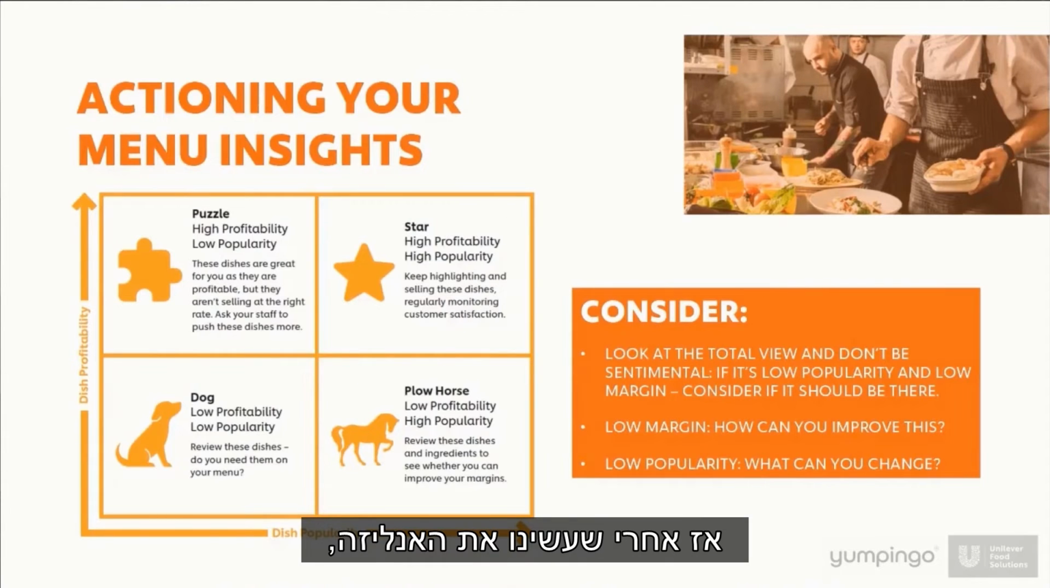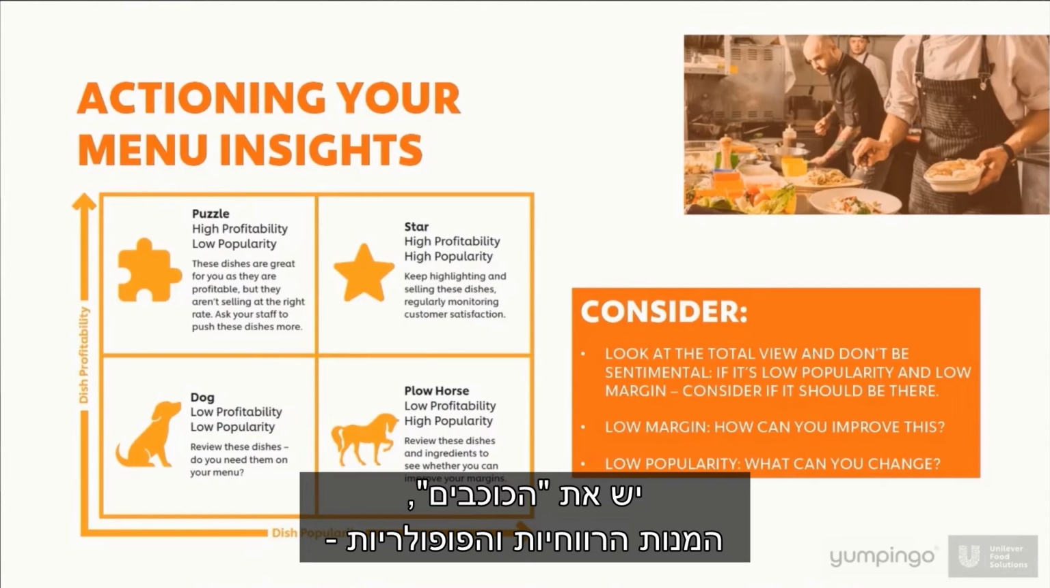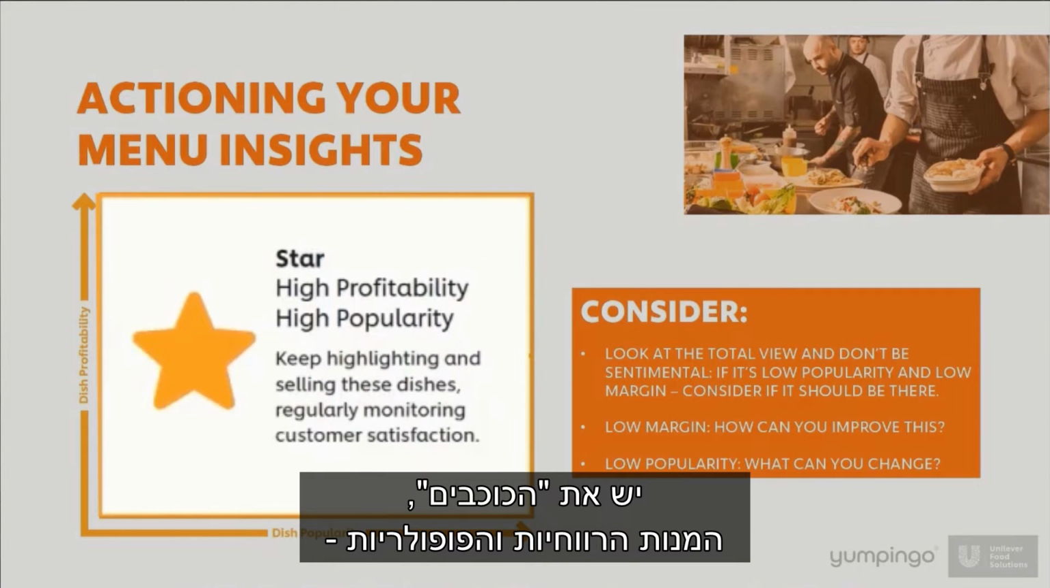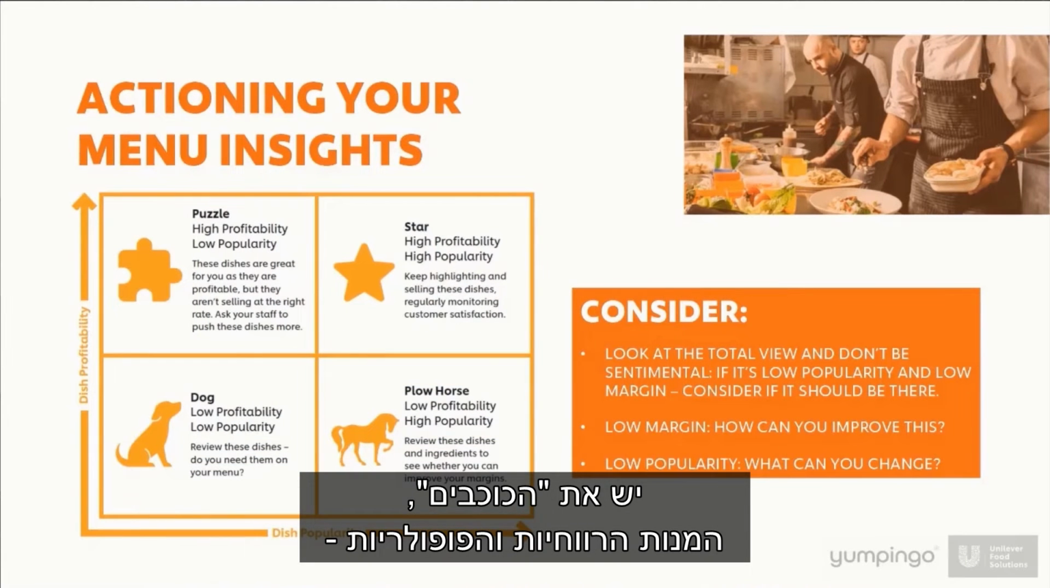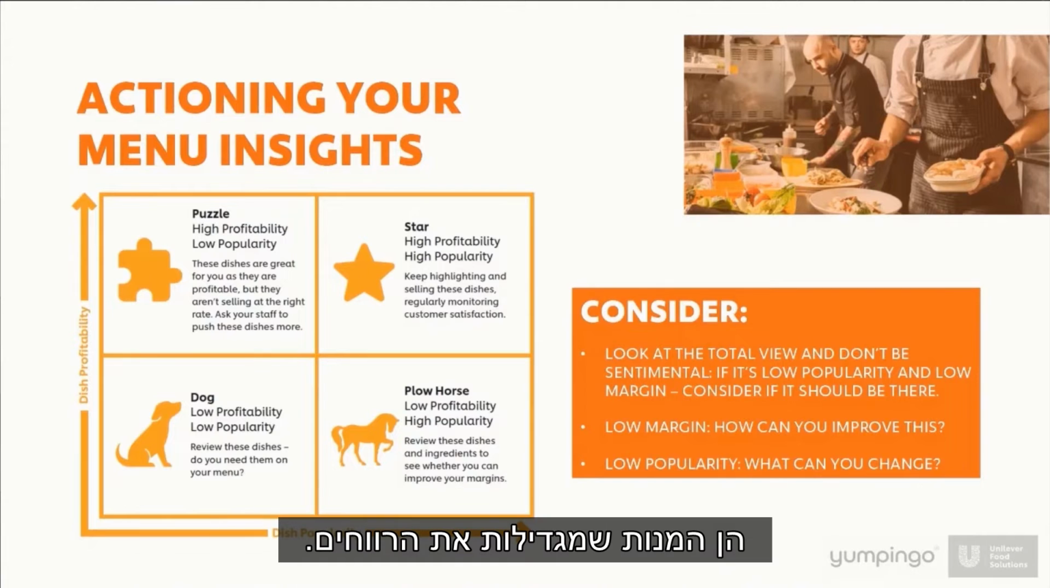So you've done your analysis at this point. What actions do you need to take? There's the stars, highly profitable and highly popular. Keep driving those, highlight them. They're the rock of your menu. They're what's driving your bottom line quite a bit.